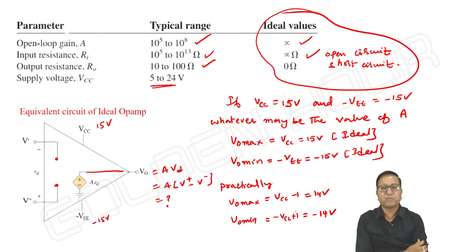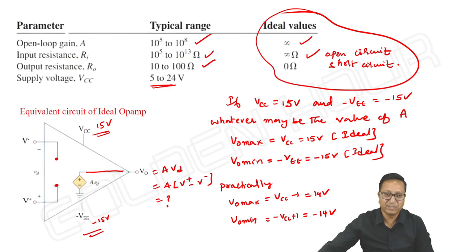Throughout I follow a notation that output maximum is equal to VCC and output minimum is equal to minus VEE. As the gain is infinite, is it possible to see infinite output? Meaningless. You will never get an infinite output from finite input. Output limits are set by the power supplies. An infinite output would be against the law of conservation of energy, which is not possible. Output has its own limitations. It cannot go beyond certain values, whatever may be your input. Please keep this point in mind.